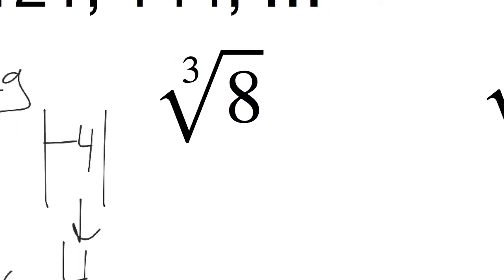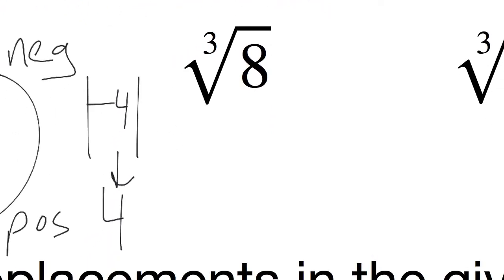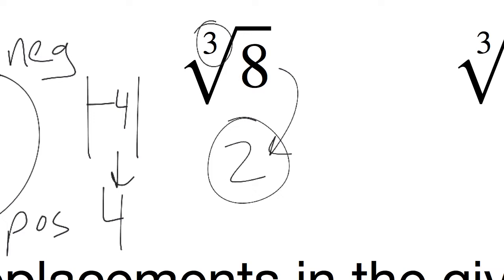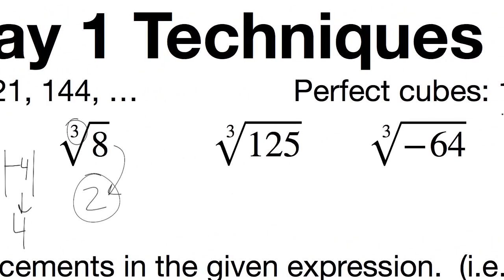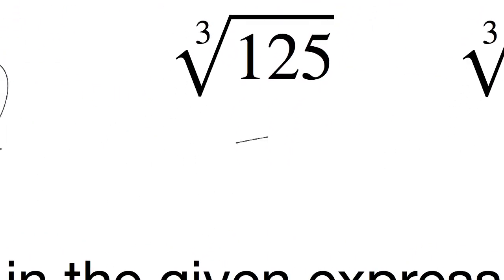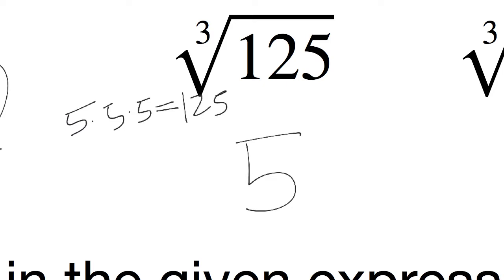You have to ask yourself, what number multiplied by itself 3 times is 8? That would be 2. 2 times 2 times 2 is 8. So therefore the cube root of 8 is 2. That's what this 3 means. That means you're asking what number times itself 3 times is 8. What number times itself 3 times is 125? That's 5, because 5 times 5 times 5 is 125.